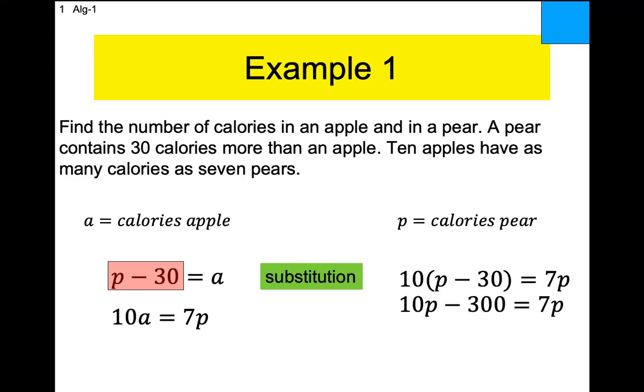Two-step equation. So add, well, oh wait, we've got variables on both sides. Move the smaller of the two. Which one's the smaller of the two? So how do we get rid of 7p? Subtract 7p from both sides. Can you do that in your head? We get 3p minus 300 equals 0.